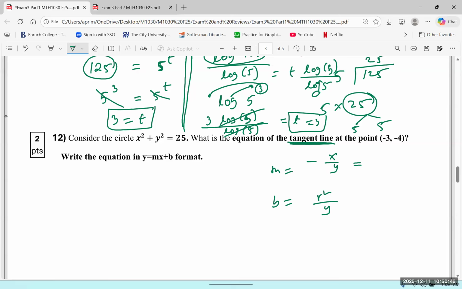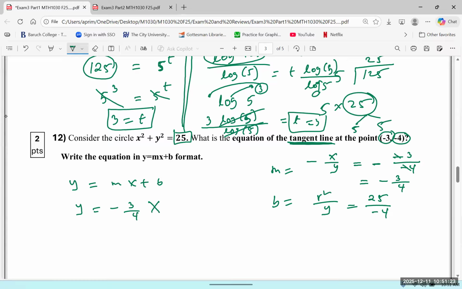So if you use the shortcut, negative, your x value is -3, your y value is -4. So negative, negative cancel out. Your slope is -3 over 4. And your y-intercept is r squared over y. What is your r squared in this equation? 25, this one. So you do 25 divided by your y value. And here we have nothing to simplify. So the equation is y equals mx plus b. Our m is -3 over 4, and our b is -25 over 4. That's all you have to do.